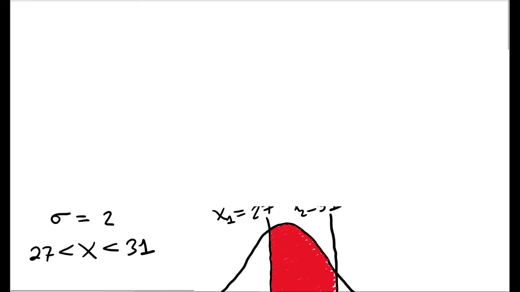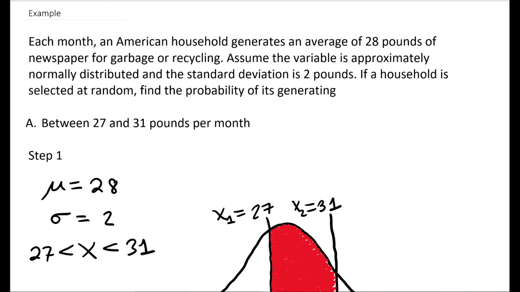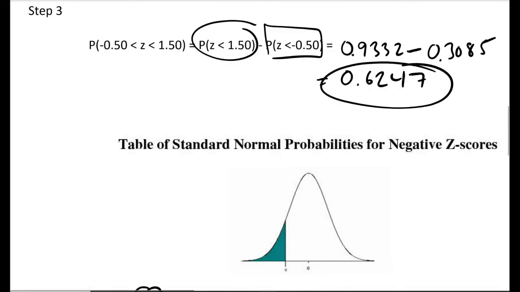So in this case, if we convert it to the context of the problem, they're asking the percentage, the probability of its generating between 27 and 31 pounds per month. So that's the probability of generating between that much garbage, between those two values.